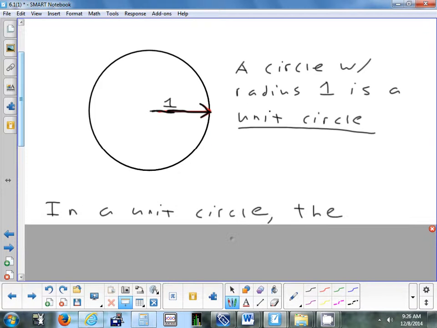And I'm going to tell you a fact about a unit circle that for now you're just going to have to trust me that it's true. Okay? And we're going to use that fact somehow to figure out how many degrees in a radian. Okay, so there's a special thing that happens in a unit circle.